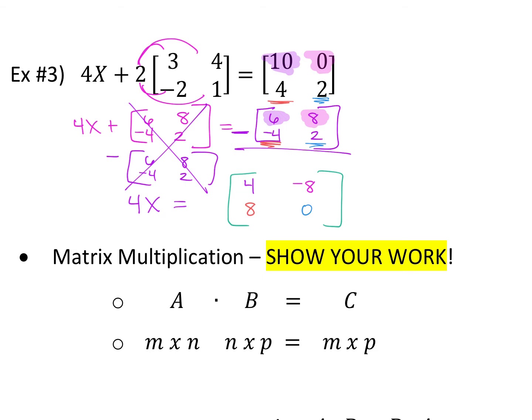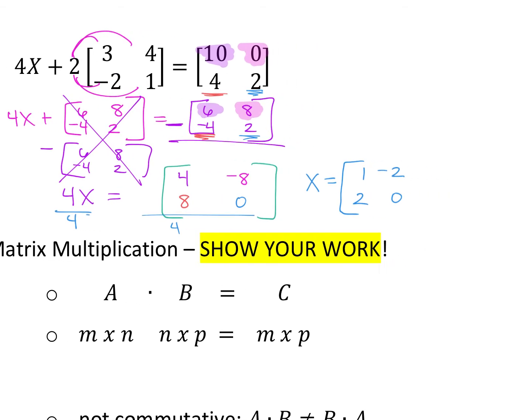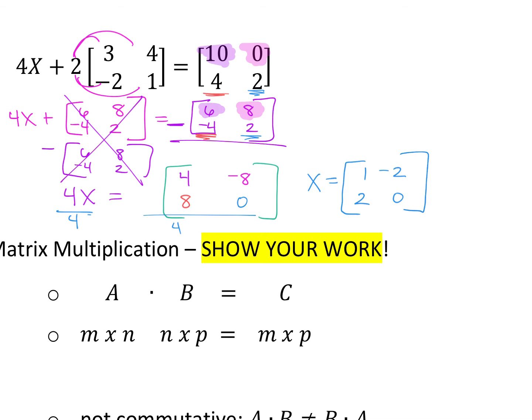Are we done? What do we got to do? Divide by 4, right? So if 4x equals this, let's divide everything by 4, right? So this whole thing is getting divided by 4. So x is going to be 4 divided by 4 is 1, negative 8 divided by 4 is negative 2, 8 divided by 4 is 2, and 0 divided by 4 is 0. So you end up with the matrix 1, negative 2, 2, and 0. Questions on any of that?